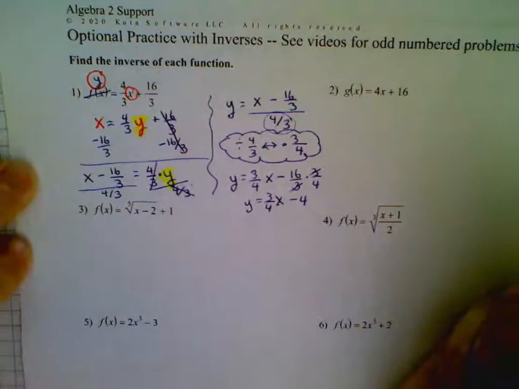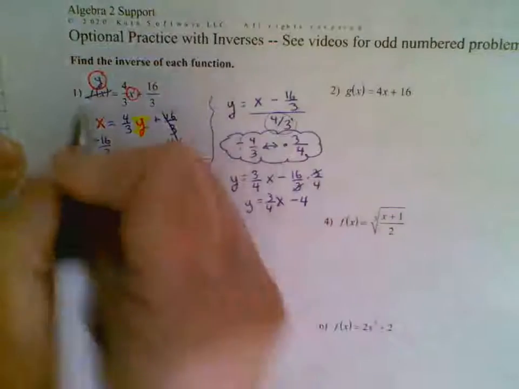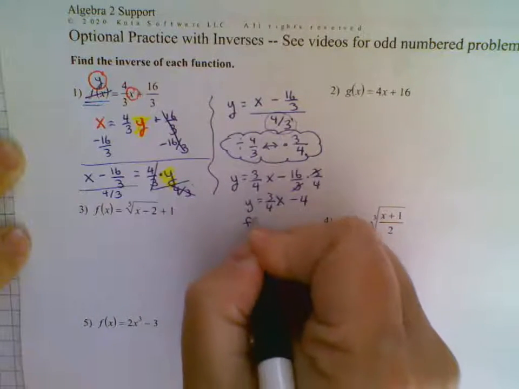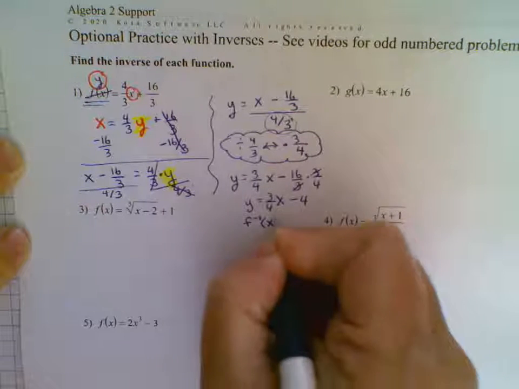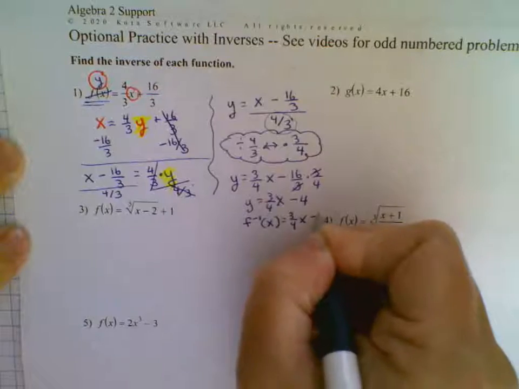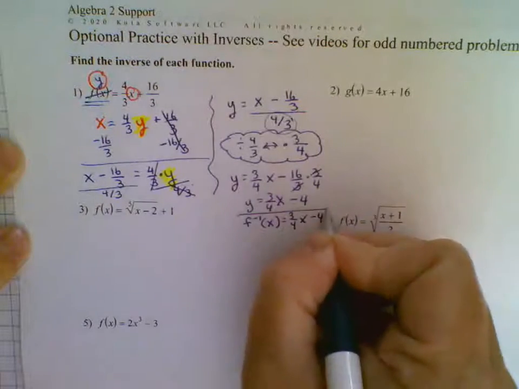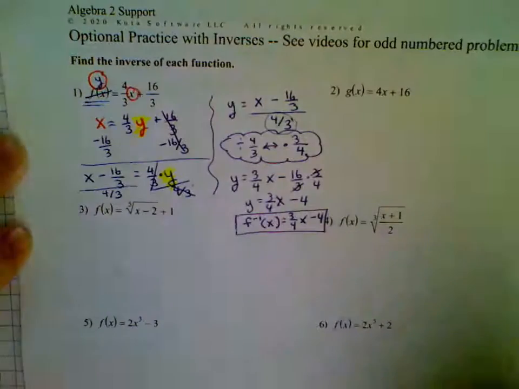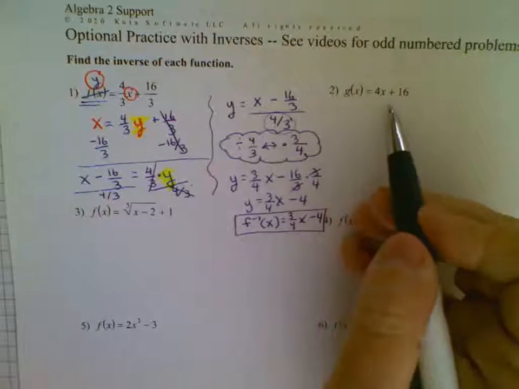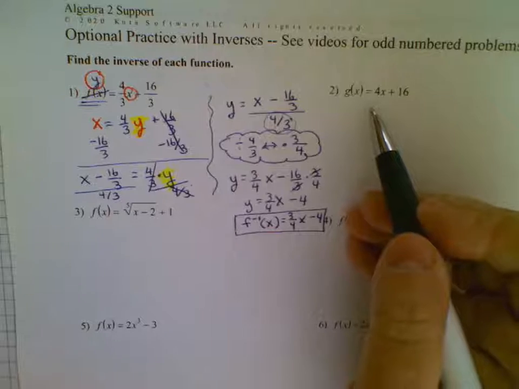And finally, I'm going to use the proper notation. So I had f of x to start with, so I'm going to write f -1 of x equals 3/4 x minus 4. All right, so that's number one. You can try number two, which does not have any pesky fractions, so that should be a little bit easier to deal with.